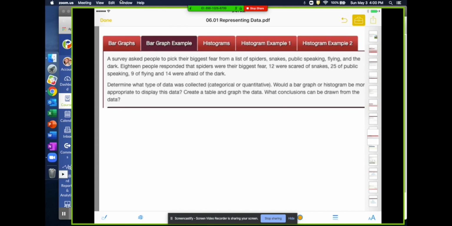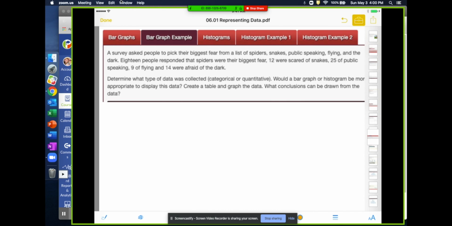So, bar graph example. It says a survey asked people to pick their biggest fear from a list of spiders, snakes, public speaking, flying, and the dark. 18 people responded that spiders were their biggest fear, 12 were scared of snakes, 25 of public speaking, 9 of flying, and 14 were afraid of the dark. Again, this is categorical data because their fears are placed into categories. So I would be using a bar graph for this one. That would be most appropriate.